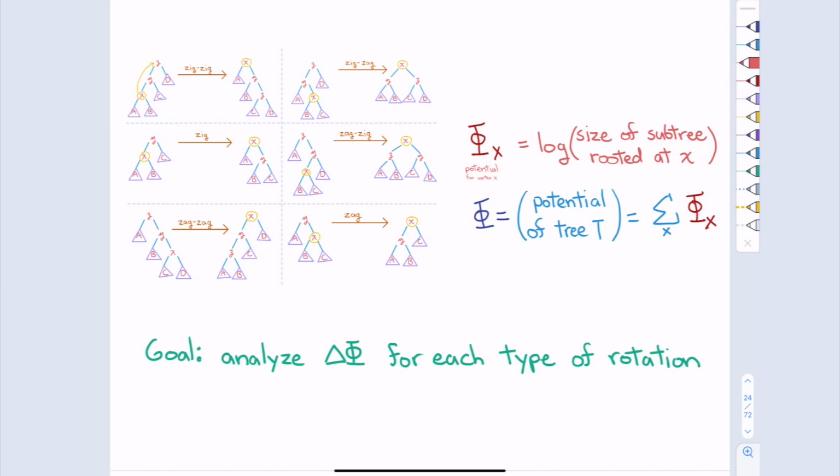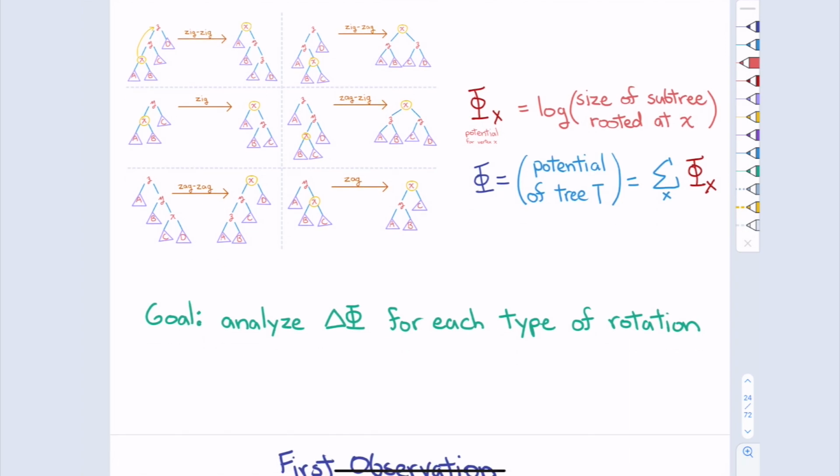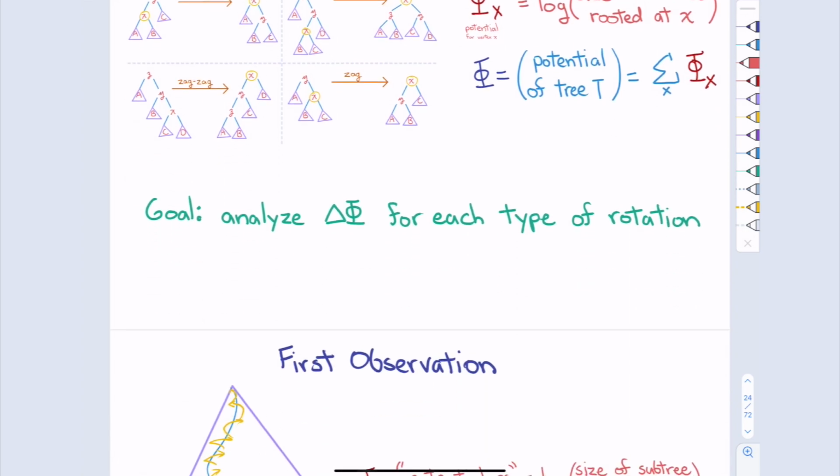But the grungiest part of the analysis is just focusing on one rotation at a time. Actually, the rest comes together much more cleanly. All right, so where do we start?